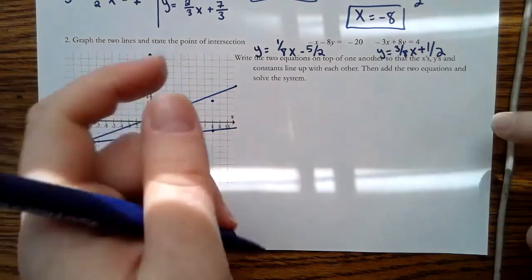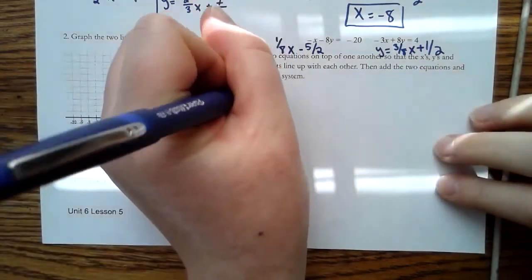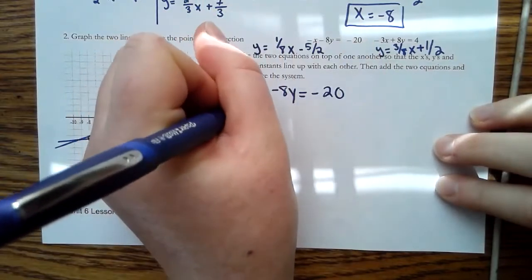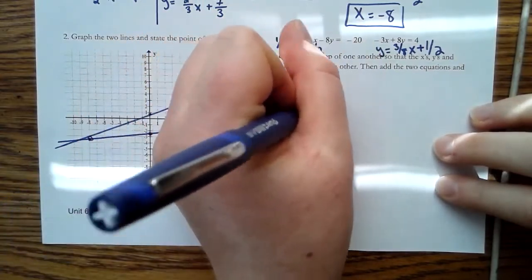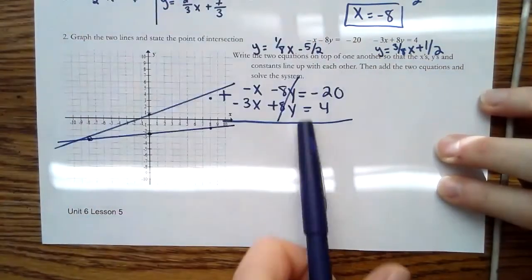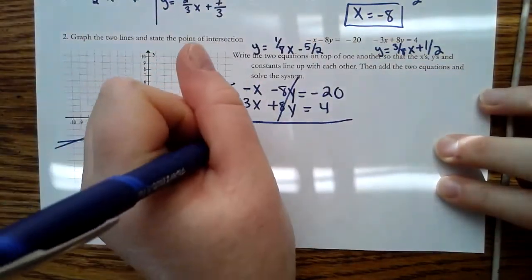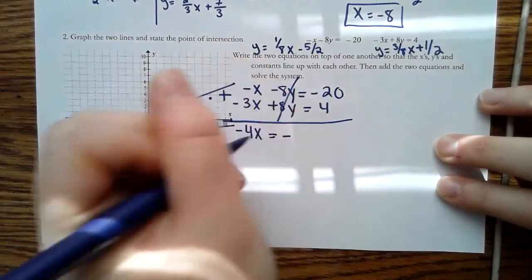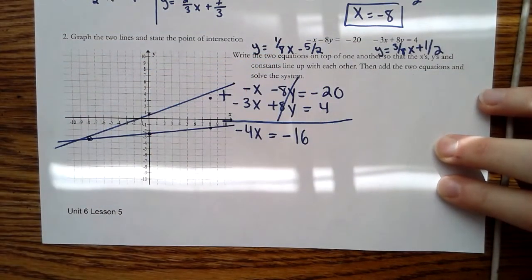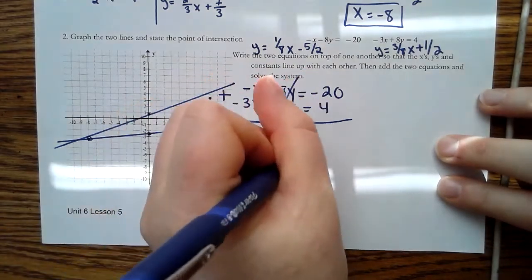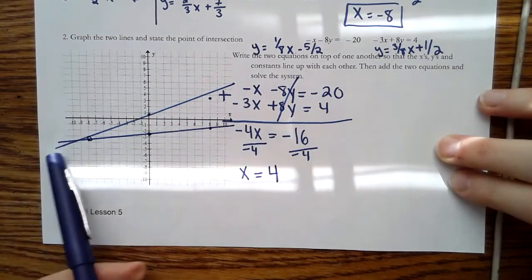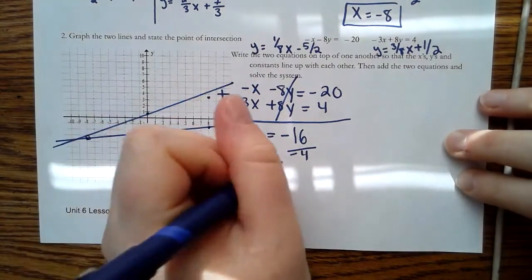So it says, write the two equations on top of one another. So we're eliminating a variable. Like I just eliminated my y's. Oh, so I got x equals 4. So my graph was really off.